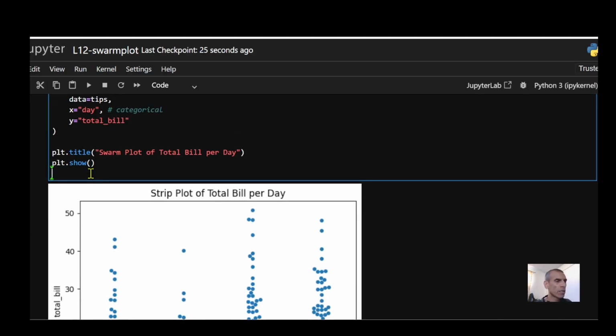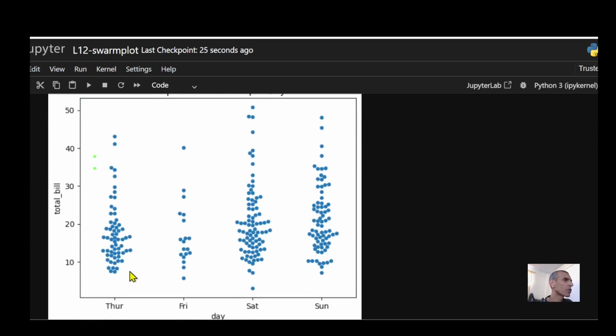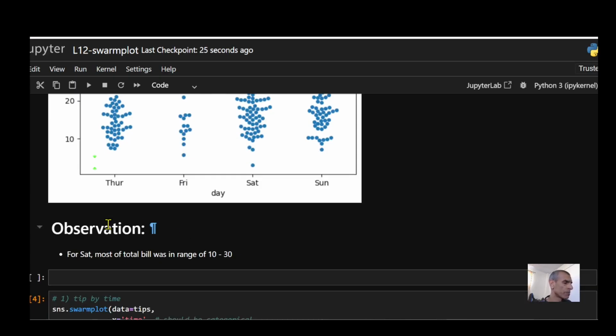So when I plot this, you can see that it separates that based on days. So for Thursday, this is my total bill. For Friday, this is the total bill, then Saturday and Sunday. And you can see that on Friday, not many people came. And for Saturday, you can see a large number of people came, and also a lot of people came on Sunday. But on Friday, there were not many. You can draw these types of conclusions.